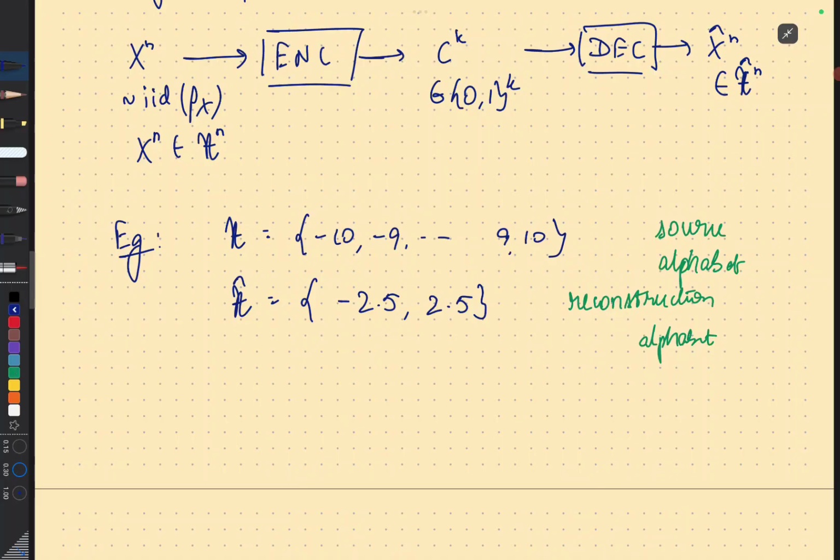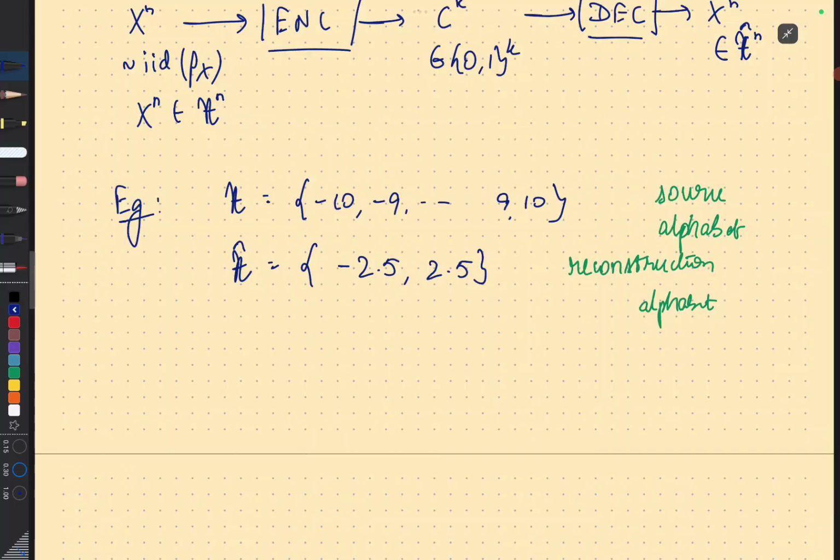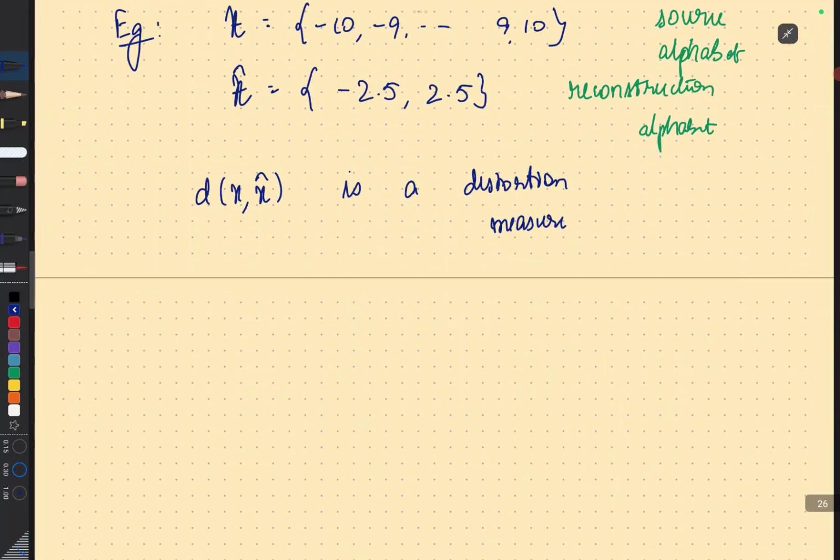All right. Now, in addition, I also have a distortion measure, which is the following. So, d of x, x hat. Basically d is some function that takes an input symbol and a reconstruction symbol and outputs some real number. We'll assume that these are non-negative real numbers.